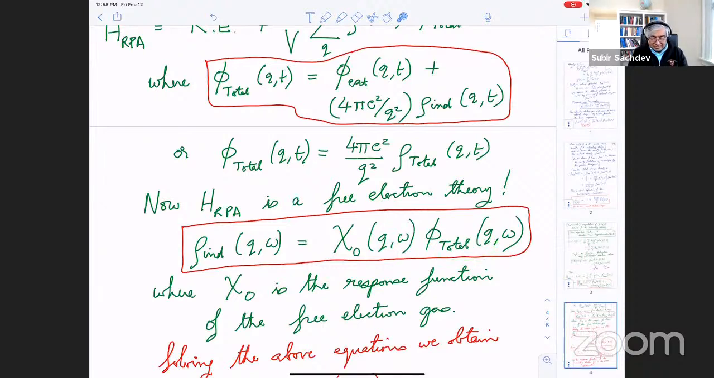So the whole thing is how we went from external to total, and total is related to external by this equation. And so now you notice that induced appears on the RHS inside phi total. It also appears on the left as a response function. So the response depends upon the response, and there's a self-consistent loop that you solve, and that's the RPA.